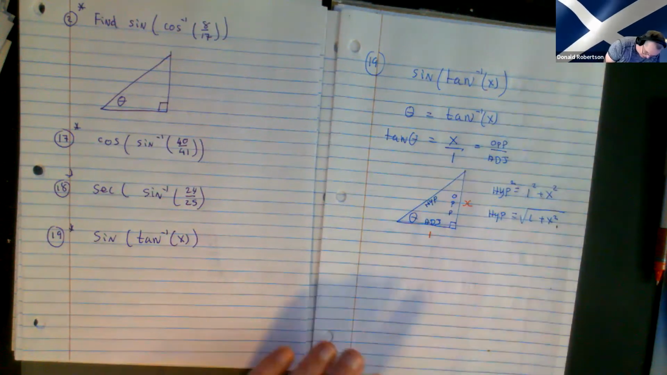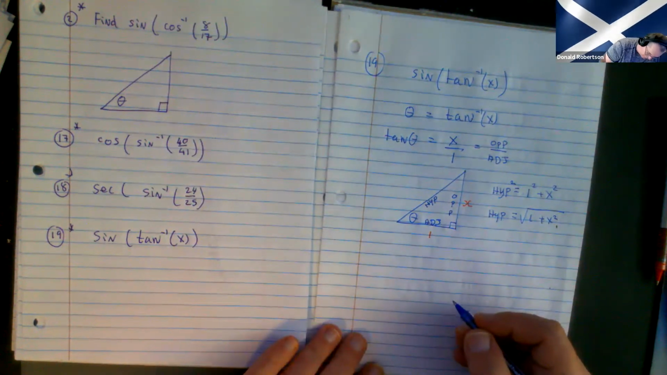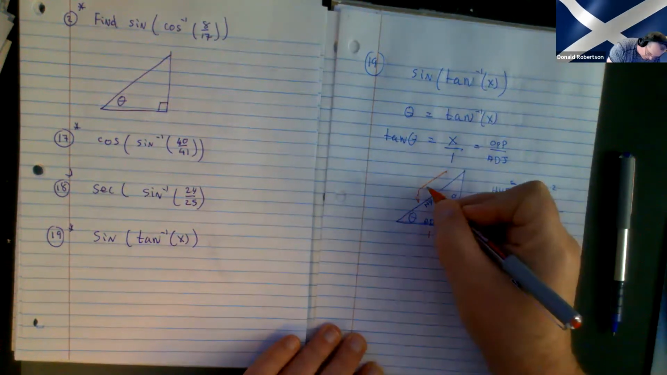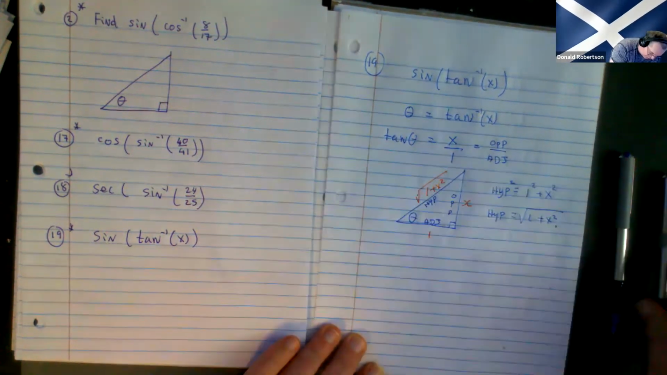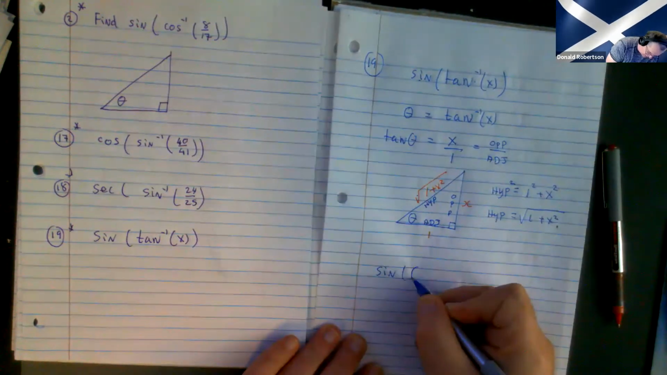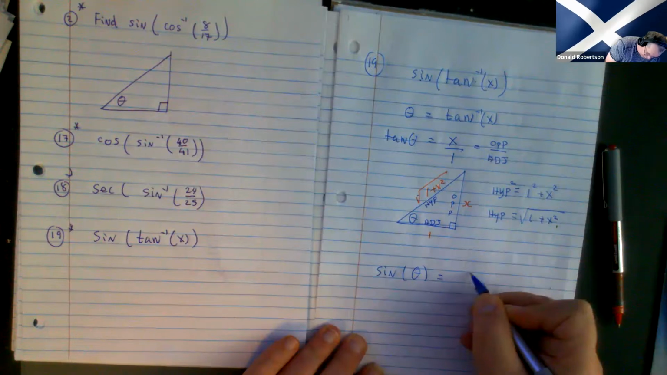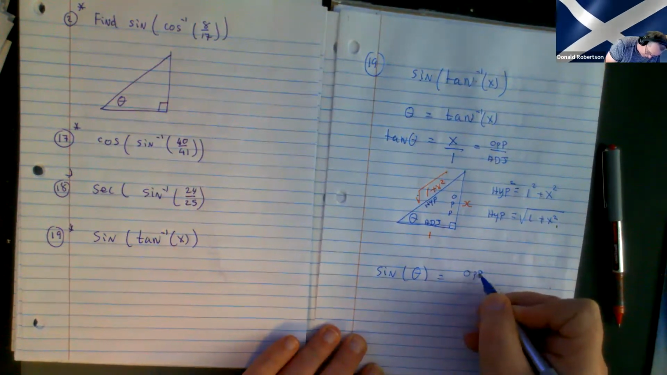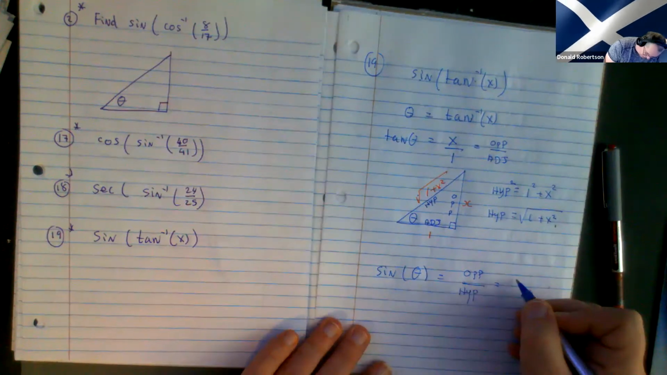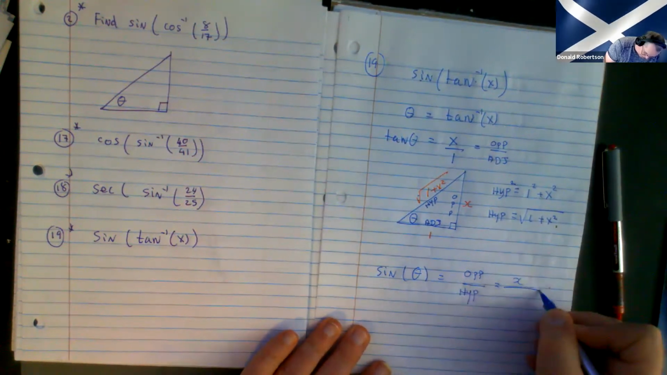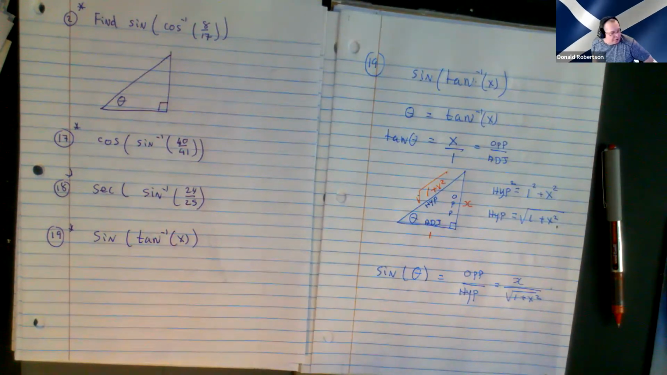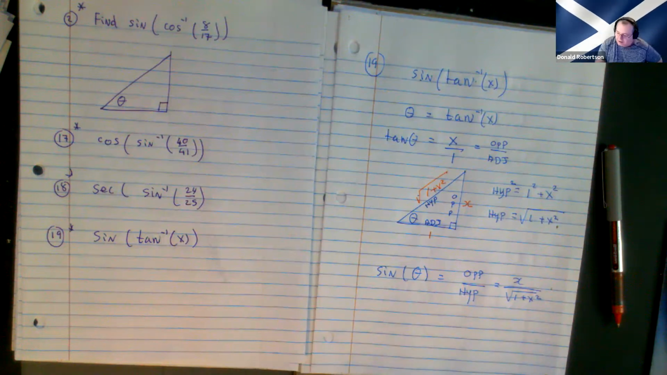So I now should be able to get the answer to the particular one that they're asking us for. In this case, they want us to find the sine of this guy. So that becomes the sine of theta, which is opposite over hypotenuse, which in this case is x over the square root of 1 plus x squared. Are you comfortable with that?